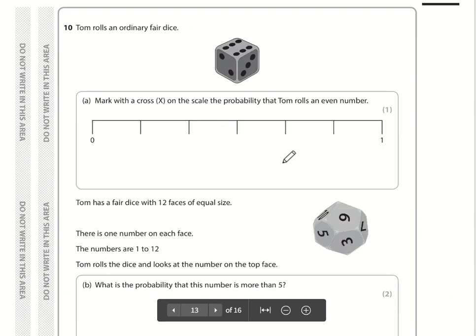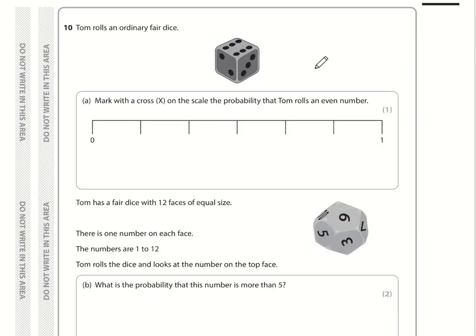Okay, question number 10. It's an ordinary fair dice. So what is the probability that he rolls an even number? Well, if you're not sure, just write the numbers out: 1, 2, 3, 4, 5, 6. So of the 6, how many are even? That is 3 out of 6, which is the same as 1/2, and 1/2 is at this point here. So that's where we need to mark the X.